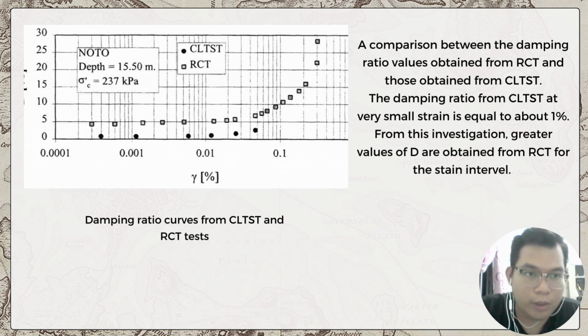A comparison between the damping ratio values obtained from RCT and CLTST that we get is, first, the value of D that we get from CLTST is at a very small strain and it is equal to 1%. Meanwhile, the value of D that we obtain from RCT is over a greater strain interval.